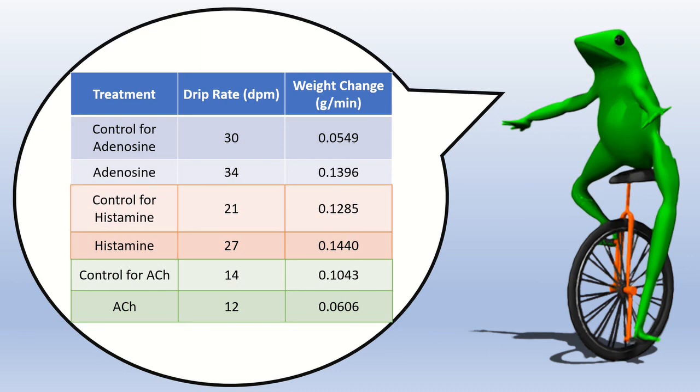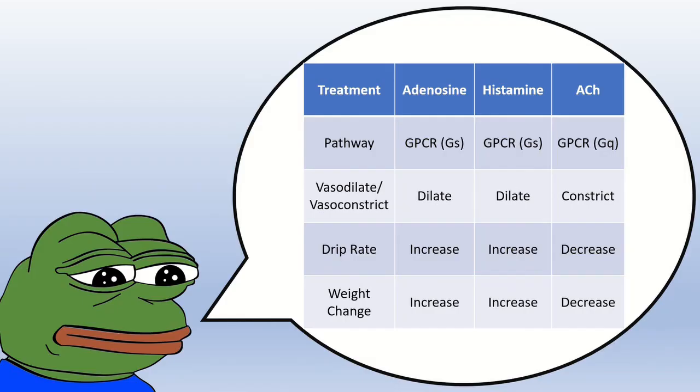After perfusing with the control and establishing a known weight and drip rate, the treatment was performed. Adenosine and histamine resulted in an increase in drip rate and an increase in weight. Acetylcholine resulted in a decrease in drip rate and decrease in weight. So if I'm understanding this all correctly, adenosine and histamine caused the vasodilation of arterioles, causing the resistance to decrease while flow and filtration increase. And alternatively, acetylcholine caused the vasoconstriction of arterioles, resulting in increased resistance and decreased flow and filtration.